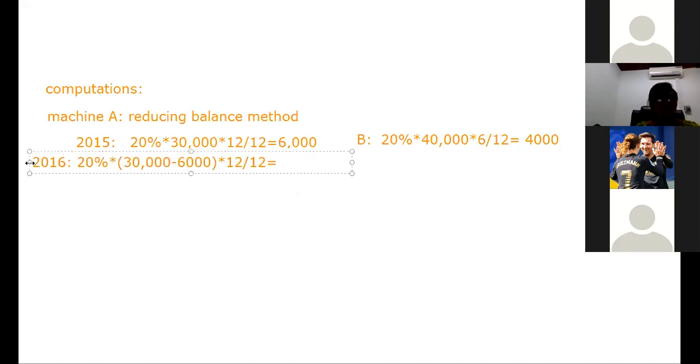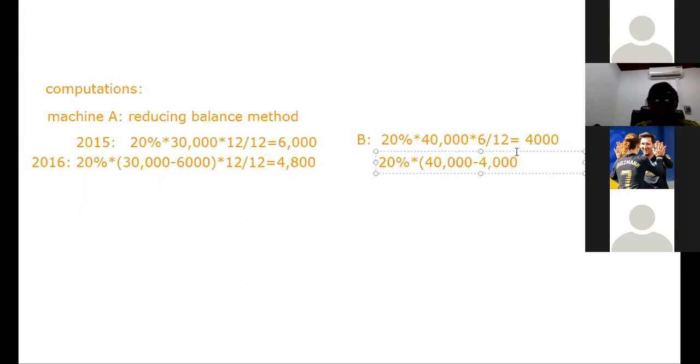Okay, madam. How much does it give us? 4,800. Okay. And for B here, 20% times what? 40,000 minus 4,000.